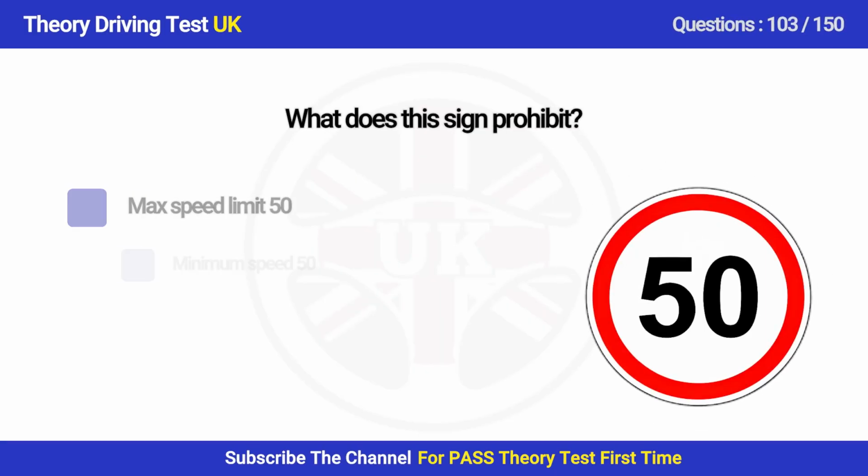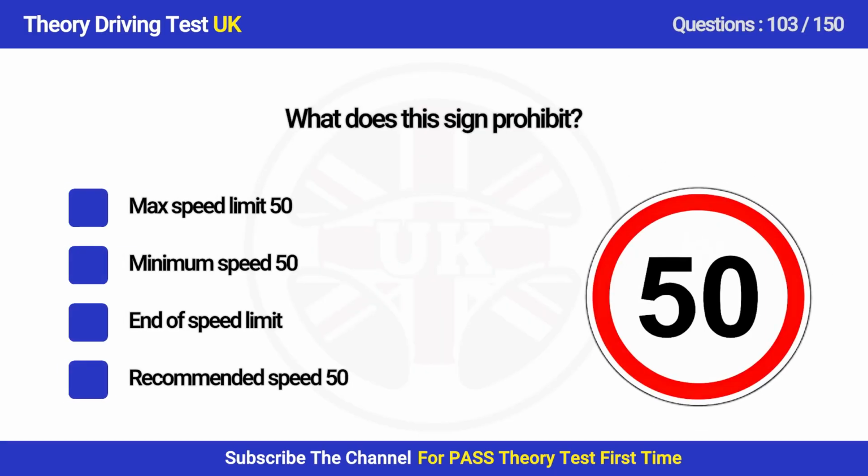Question 103. What does this sign prohibit? A. Max speed limit 50. B. Minimum speed 50. C. End of speed limit. D. Recommended speed 50.